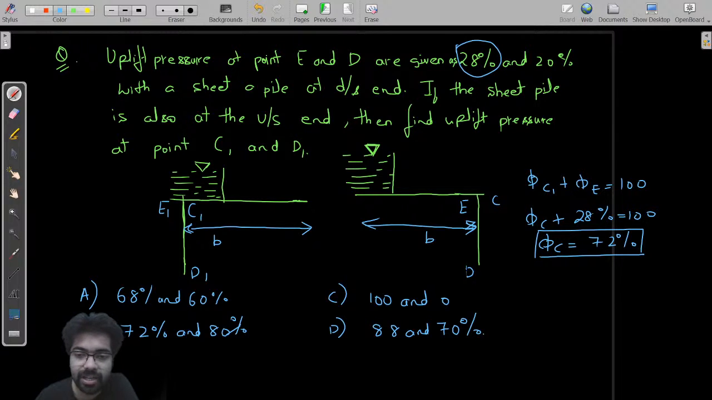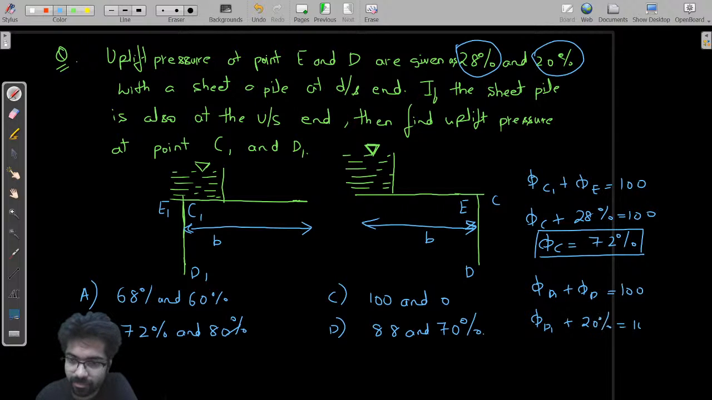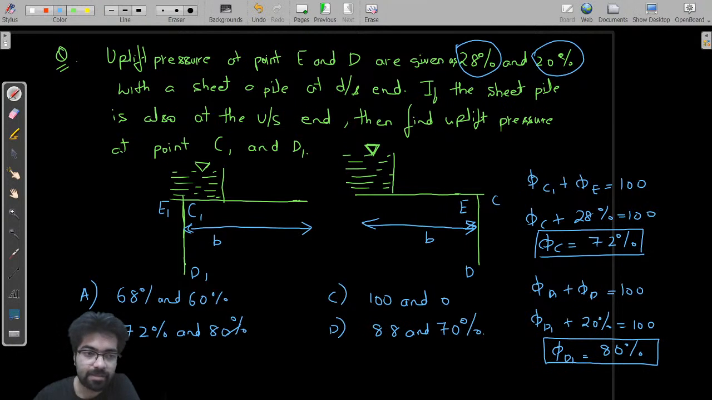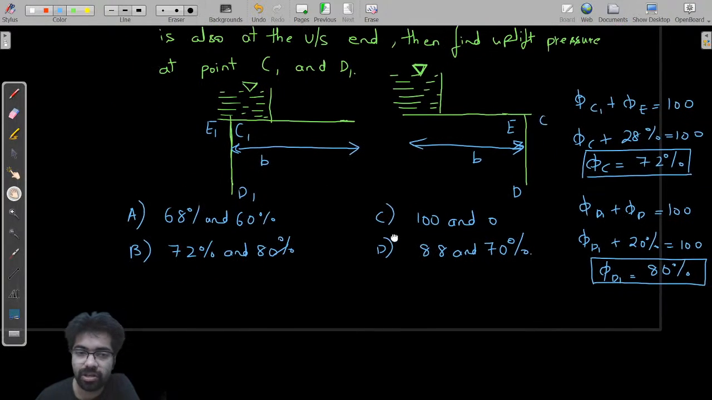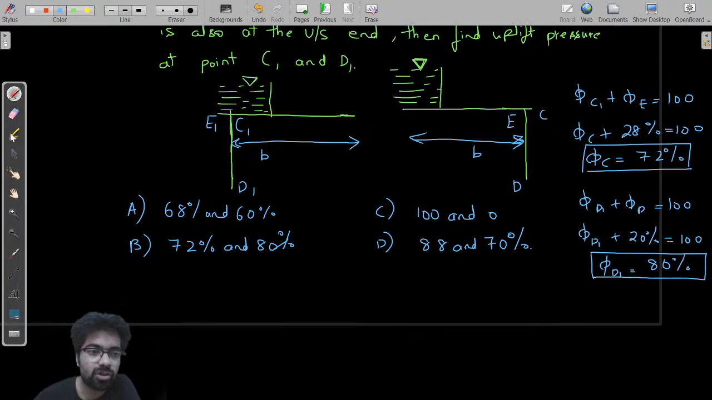And the sum of D1 and D is equal to 100. The value of phi at D is given as 20%, then my phi D1 is equal to 80%. This is your second answer. Everyone is absolutely correct here. You all are now able to understand everything. So your answer will be which one? B option. Yes, B option is correct.